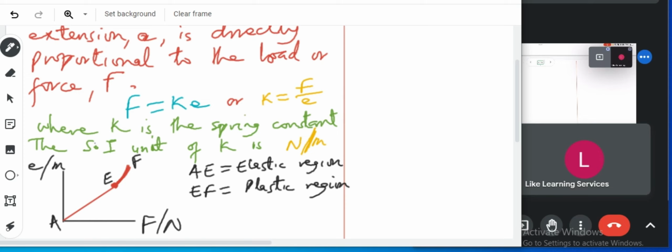So when you stretch a spring and it is still within its elastic limit, it can return to its original length after letting the load off. But once it enters the plastic region, it doesn't return fully to its original length after the load is removed. So we say that it has been permanently deformed. You know what I'm talking about? Yeah. Okay, of course, E is the limit of proportionality, the elastic limit.